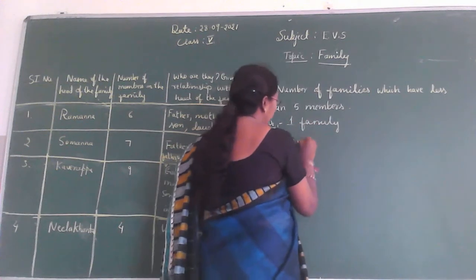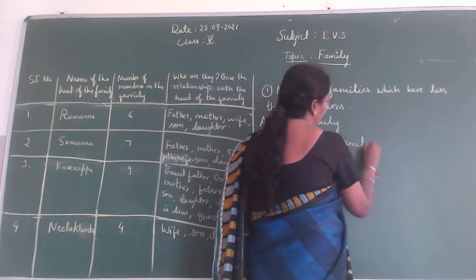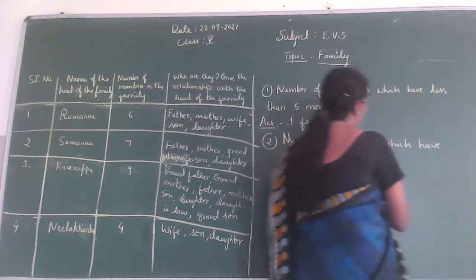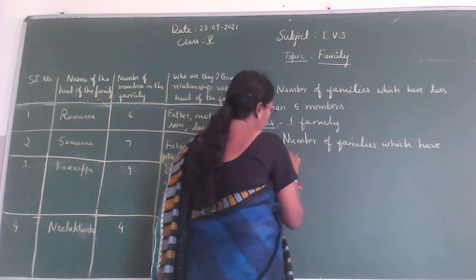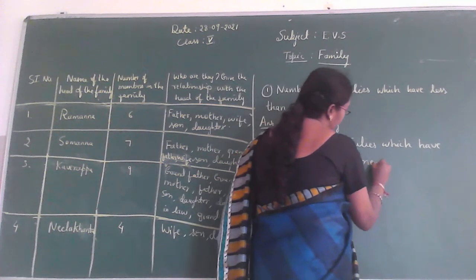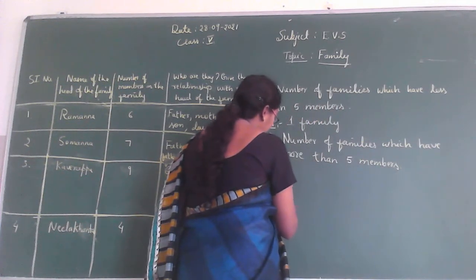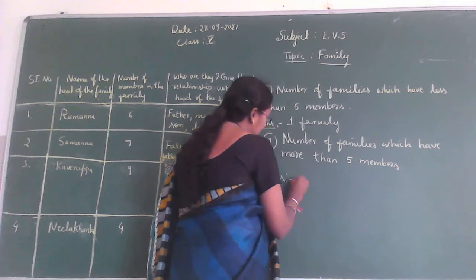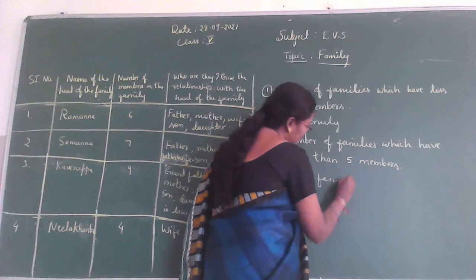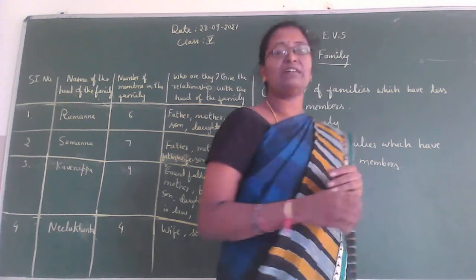Number of families which have more than 5 members. That is, how many families are there in this column? Yes, correct. That is about 3 families which have more than 5 members in the family.